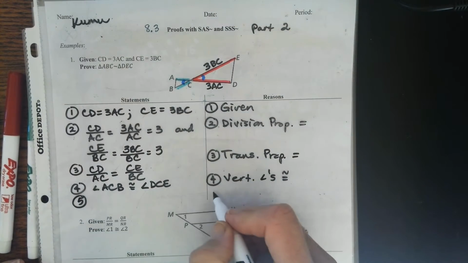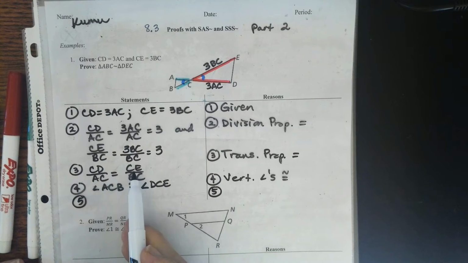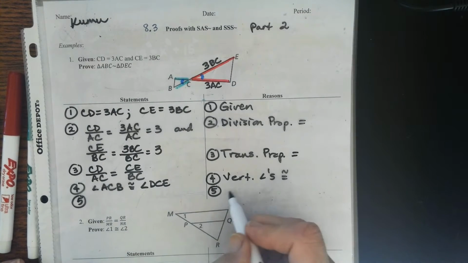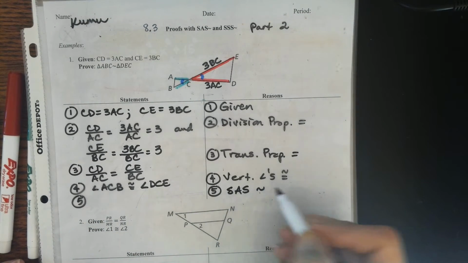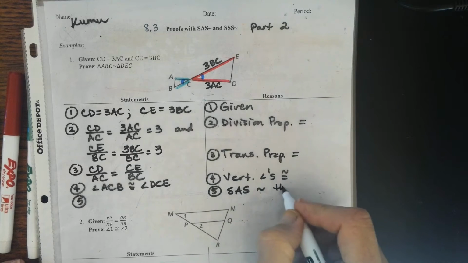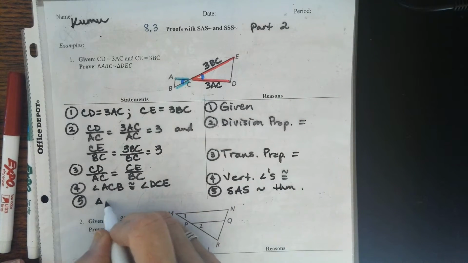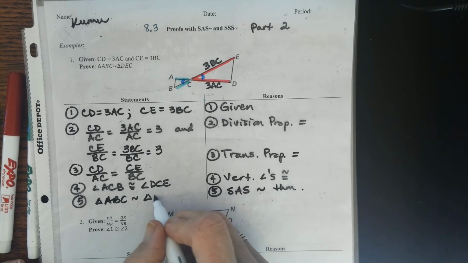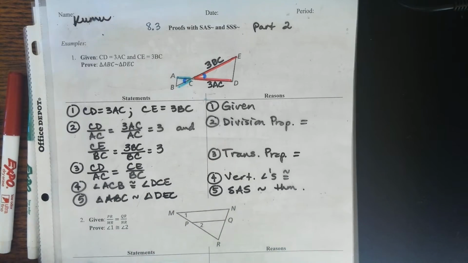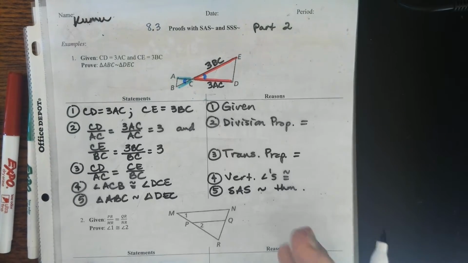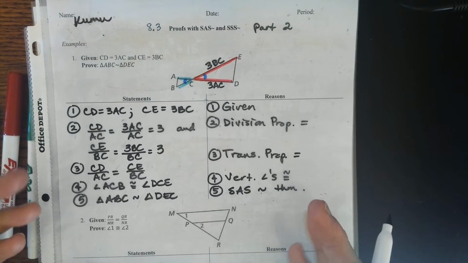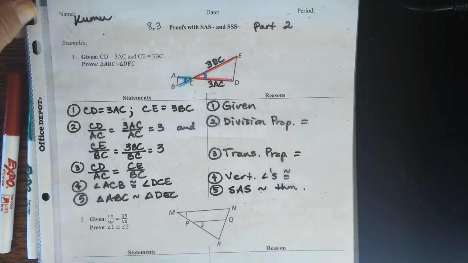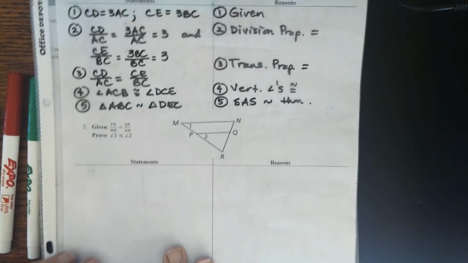So now that I have the proportion and the angle, I can use the SAS similarity theorem to say that ABC is similar to DEC. So really what you just need to do is meet the requirements of those two theorems and you're good. So we're going to go on to the next one.